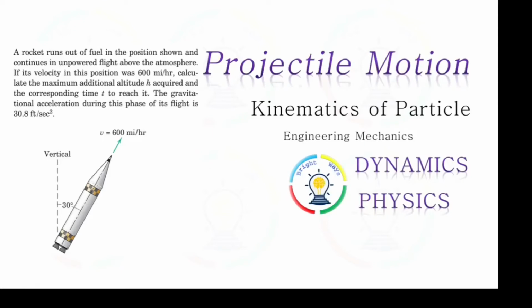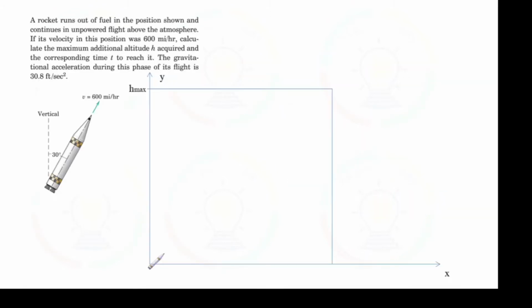Okay guys, in this example we'll discuss projectile motion with the example of a rocket which runs out of fuel in the position shown and then continues in unpowered flight above the atmosphere. If its velocity in this position was 600 miles per hour, calculate the maximum additional altitude h acquired and the corresponding time to reach it. The gravitational acceleration for this phase of its flight is 30.8 feet per second squared.